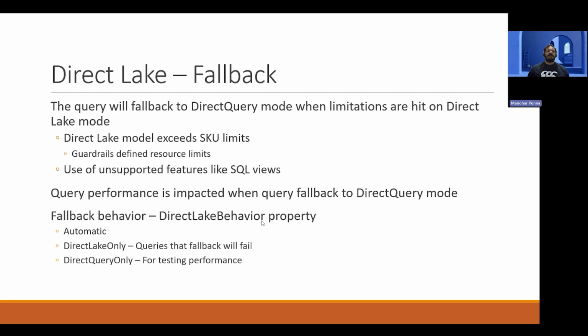There is a direct query only mode, which is recommended for testing purposes to see how your performance is if it falls back, right? So basically, that's the only use case I can think of where you can set this to direct query only mode when you build the semantic model. I would rather change this model to import mode if you want to have it in direct query only.